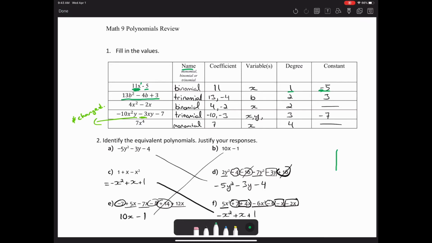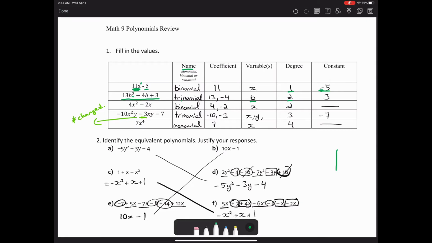Second one is 13b squared minus 4b plus 3. So it's got three terms, so it's a trinomial. It has two coefficients, so the 13 and the -4, and the variable is b. The highest exponent is 2, and so that's the degree, and the constant is +3.